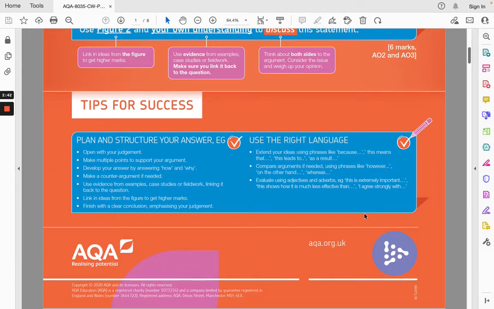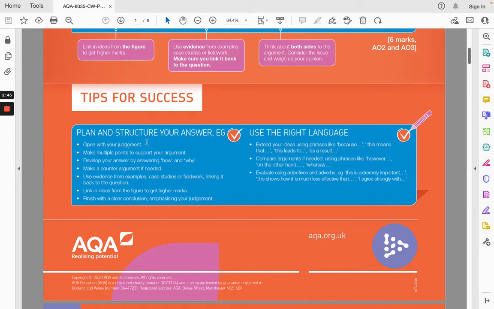With these kinds of questions, your tips for success: open with your judgment. Say clearly whether you agree or disagree, or whatever the question is asking for, right at the very start, and then repeat that in your conclusion. Use lots of really good AO1. Use phrases such as because, this means that, as a result, in conclusion. It forces you to explain. And then you've got some counter-argument connectives here: however, on the other hand, whereas. Using those statements is a really easy way to force you to explain.